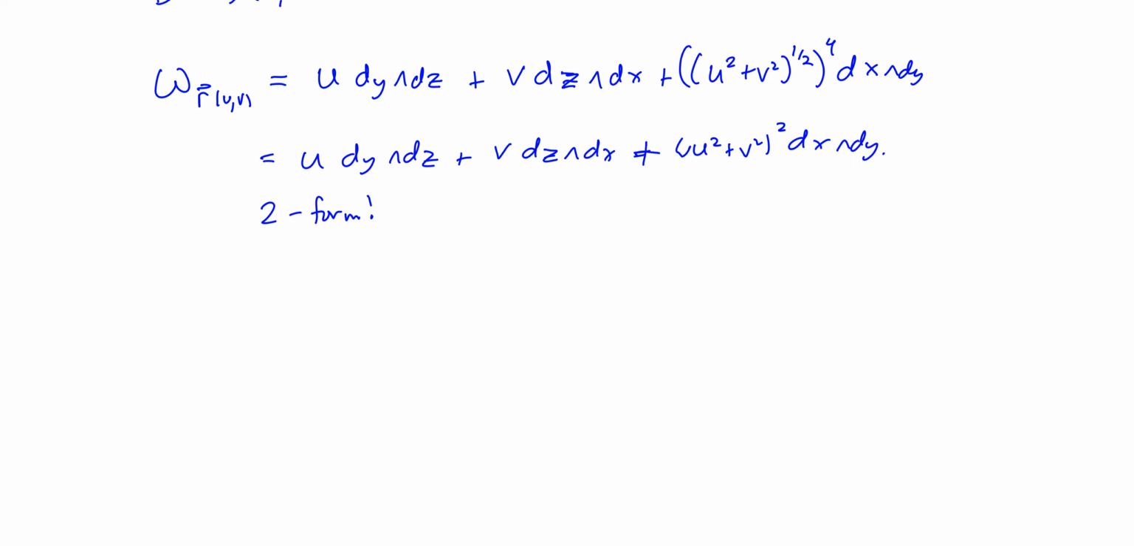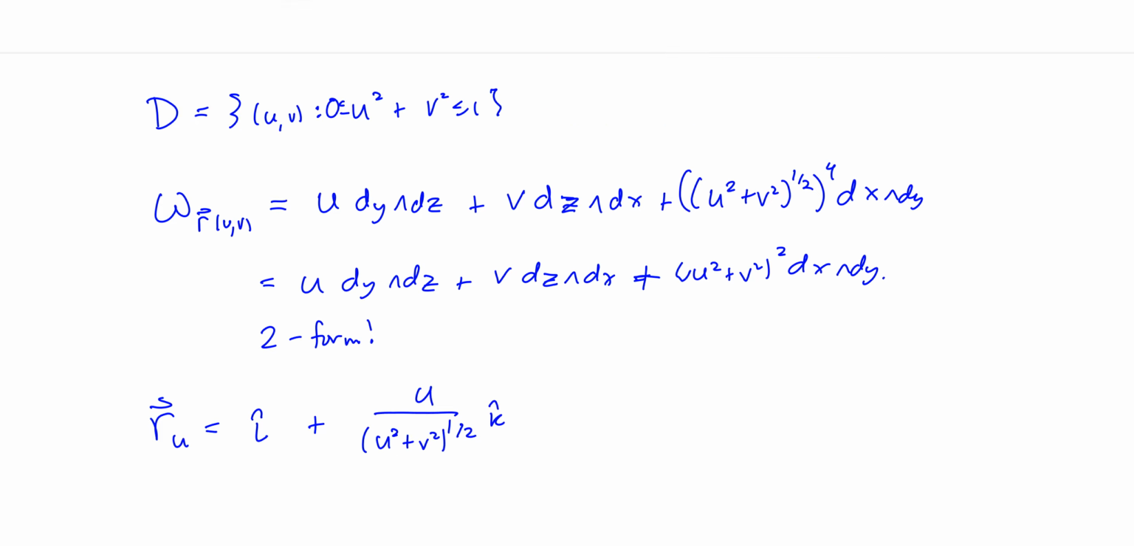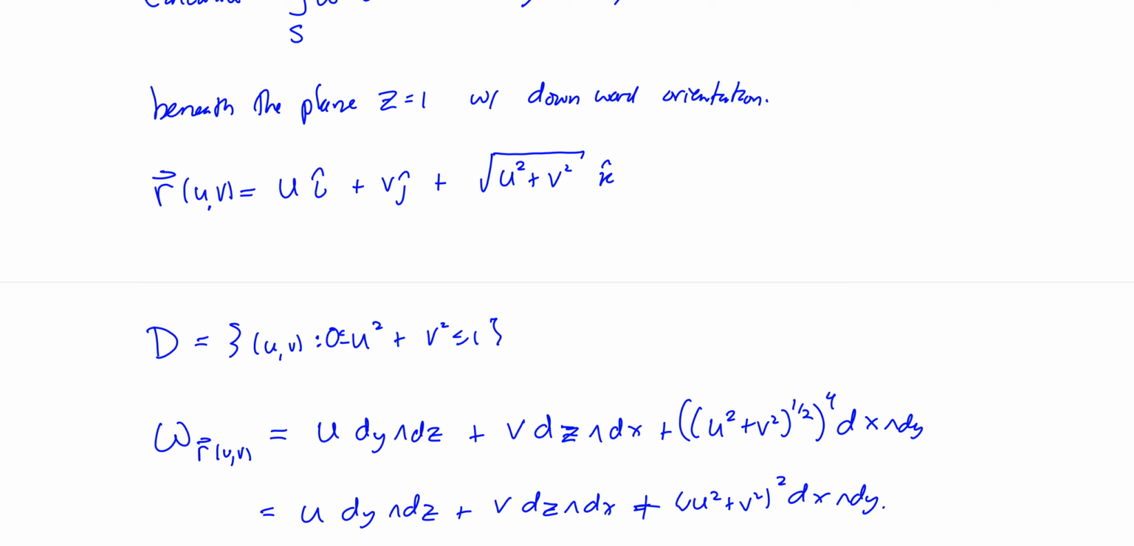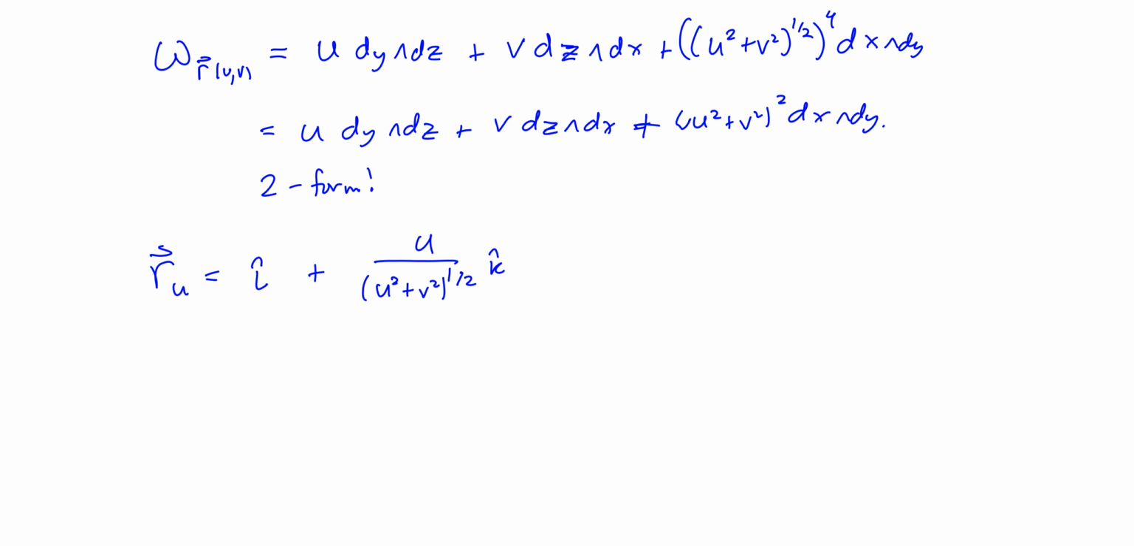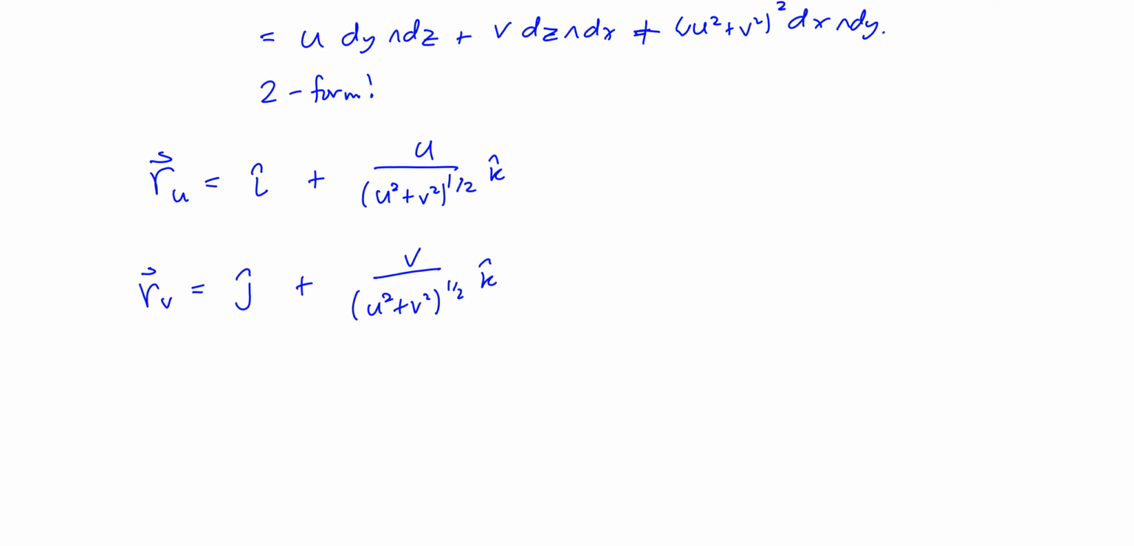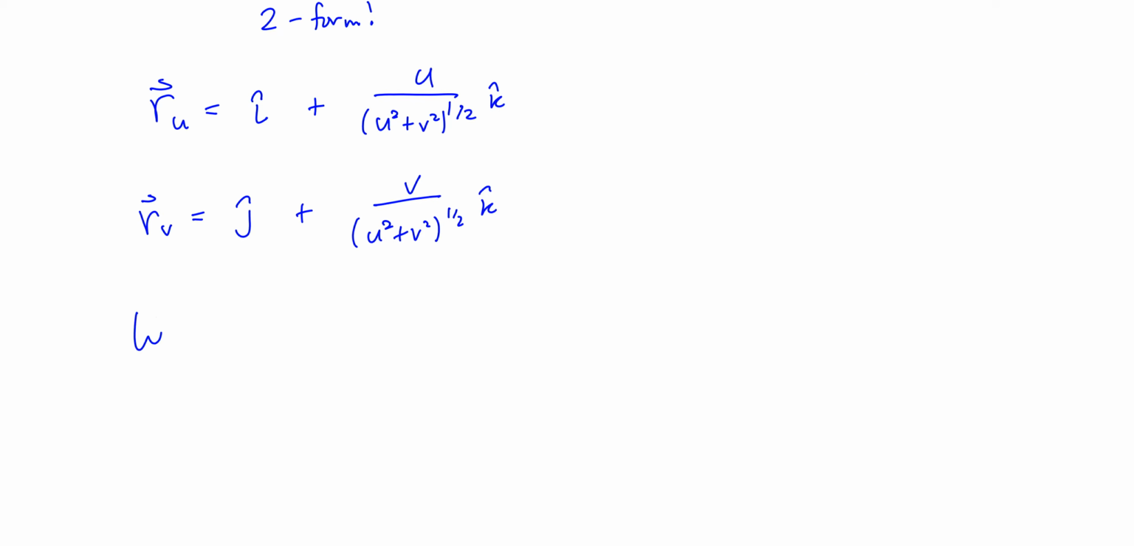So next step is let's look at r of u. This is going to be i plus u over (u squared plus v squared) to the 1/2 k. Just look up here and take the derivative with respect to u. And similarly, r of v is j plus v over (u squared plus v squared) to the 1/2 k. Now we need to determine our order here, so we need to make sure our orientations match.